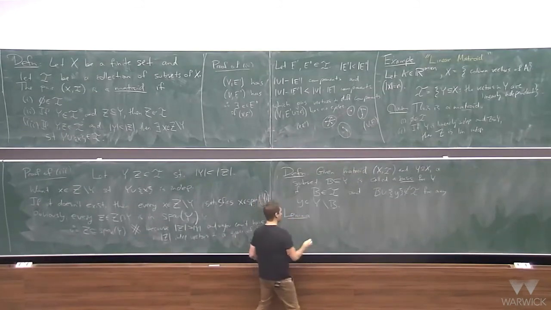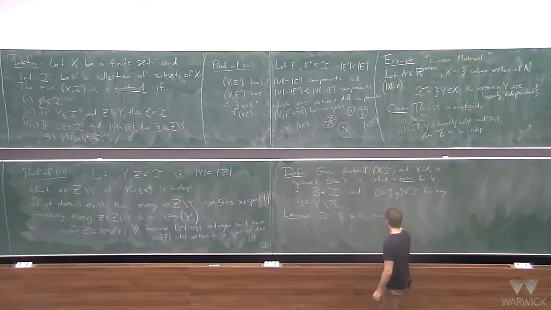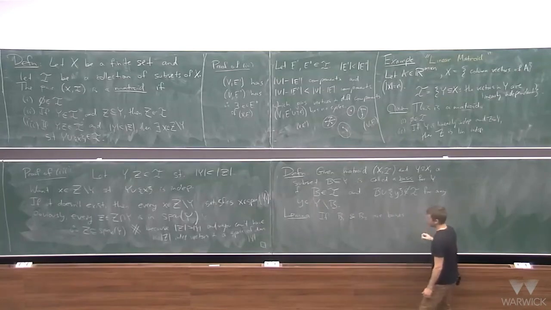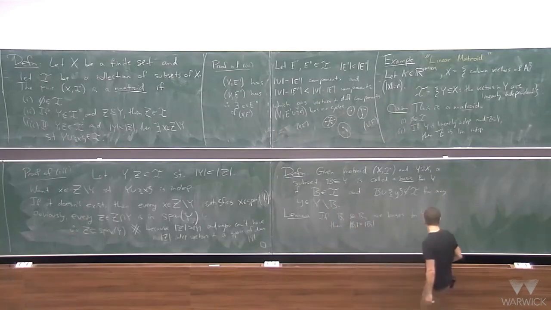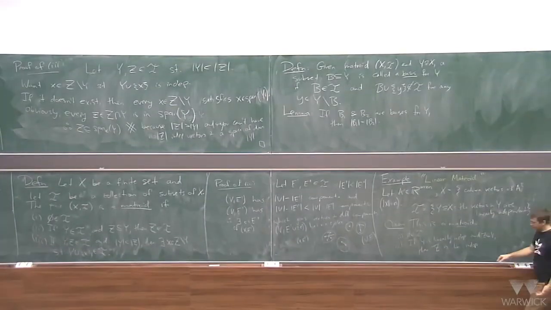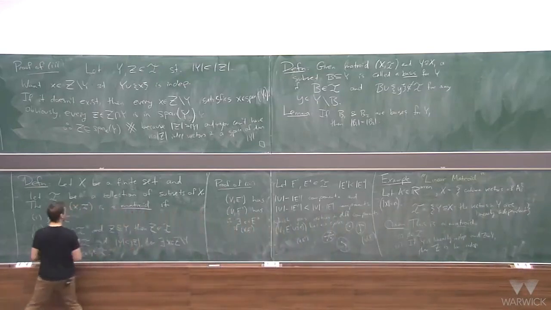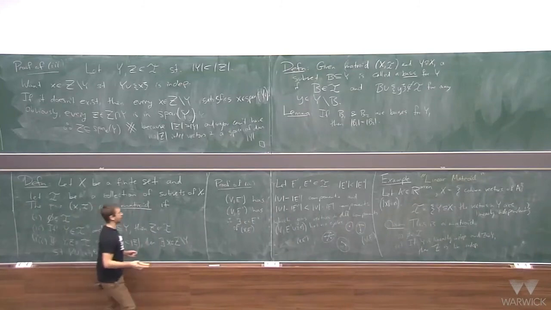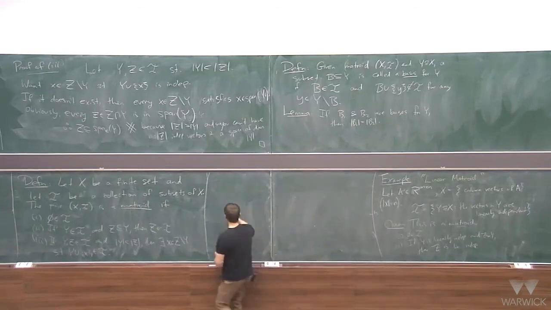So here's a lemma. If B1 and B2 are bases, the plural of basis is bases, for Y, then they have to have the same size, which is also something familiar from linear algebra. But here we're dealing with much more generality, because this holds for any matroid. And this just comes from the third axiom from the definition of matroids. This is actually pretty easy to prove.